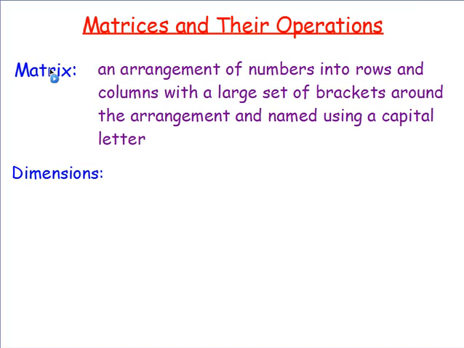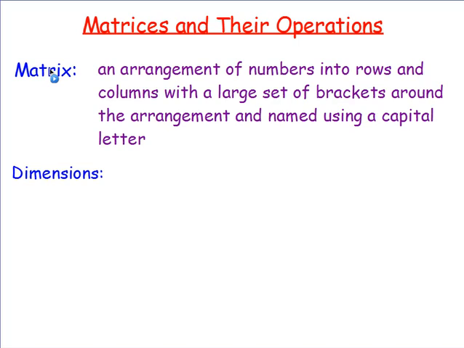A matrix is an arrangement of numbers into rows and columns with a large set of brackets around the arrangement. And they are named using capital letters. So we're dealing with numbers: positive, negative, decimals, fractions. They're in rows and columns, very nicely organized. There's one large set of brackets around the outside, and we name them with a capital A.